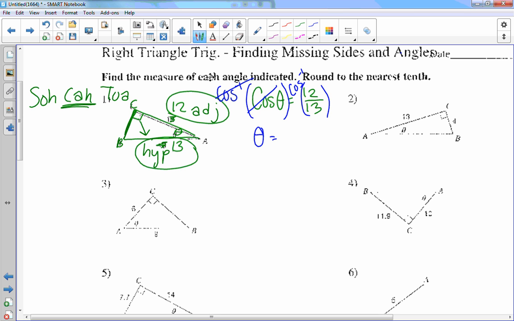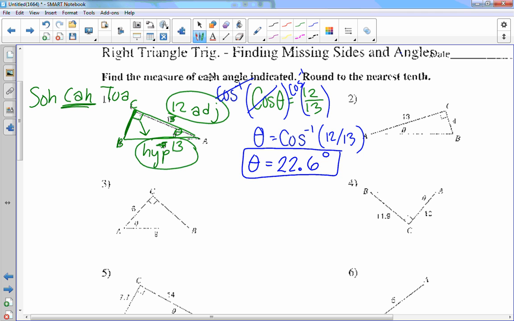And then you grab your calculator, and you do second cosine, because remember you need that cosine inverse. And you type it in your calculator and round to the nearest tenth, like the directions say. 22.6. Now this is theta, that represents degrees, so put a degree sign. Okay? That's what your homework looks like.